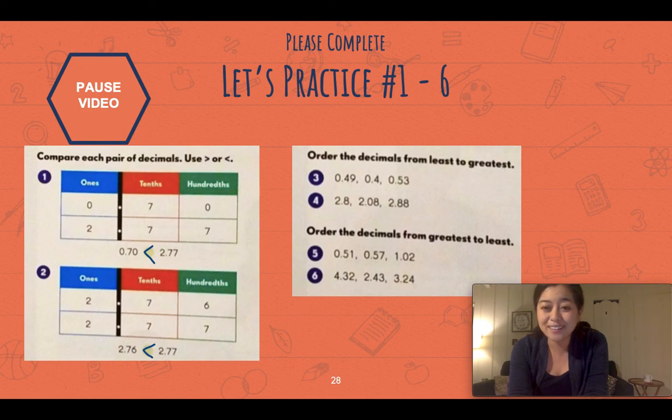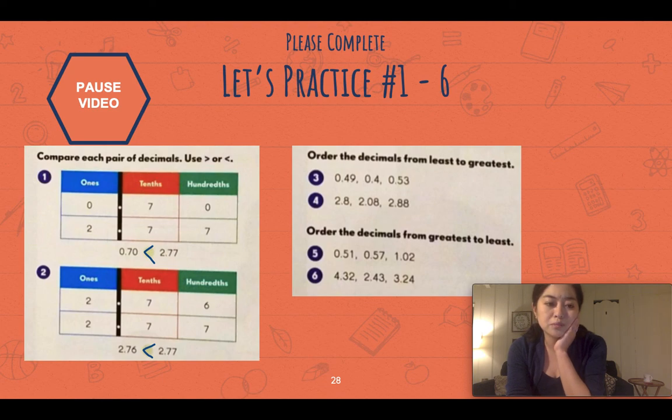Hi, welcome back. So for number 1 and 2, we have to compare each of the decimals using the greater than or less than sign. And for number 1, if we immediately look at the greatest place value, which is the ones column, they have different numbers. Now, I know that 0 ones is less than 2 ones, okay? So that's why the answer is 0.70 is less than 2.77.